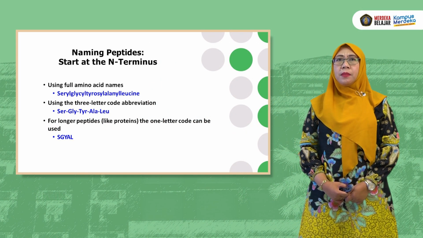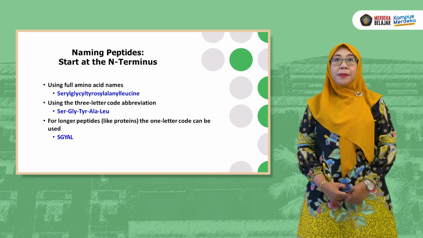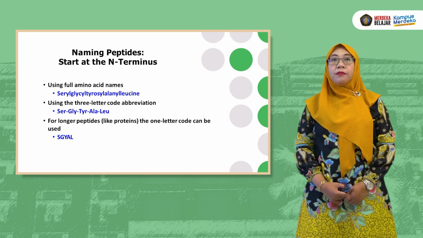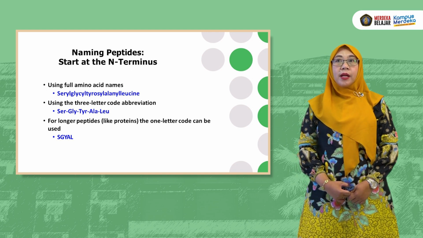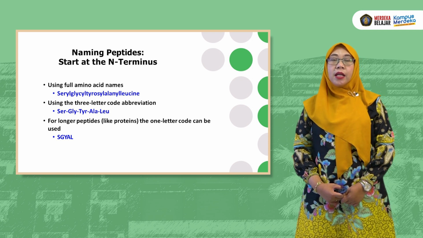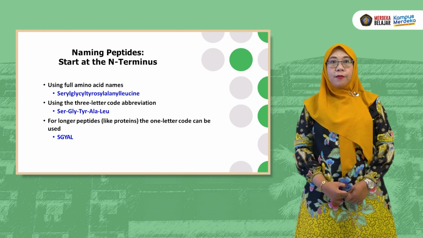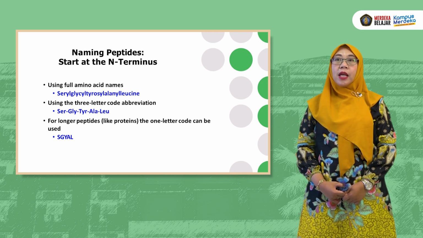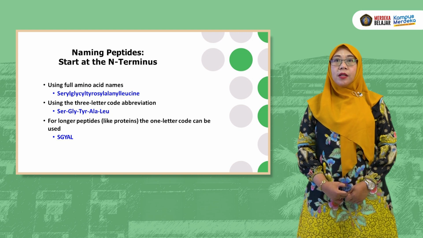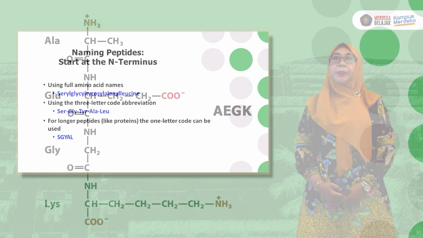Okay, how to name the peptides? For naming peptides, there are several ways. First is using their full amino acid names. Second is using 3-letter code amino acid names. And for longer peptides, as in the case of proteins, the 1-letter code can be used.